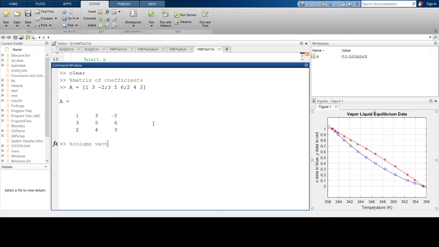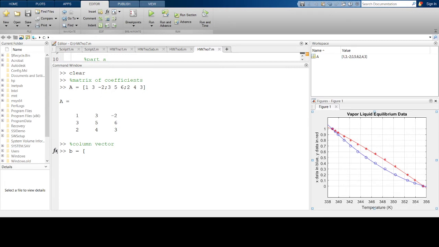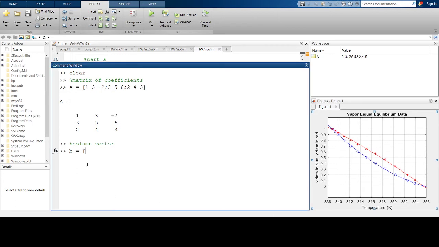Then I'm going to create my column vector with the right-hand numbers. Let's keep using the same terminology, b. And b will be equal to 5, 7, 8, similar to what's asked in the prompt. I'm going to have 5, semicolon, 7, semicolon, 8. And again, to solve, you just need to use A backslash B.